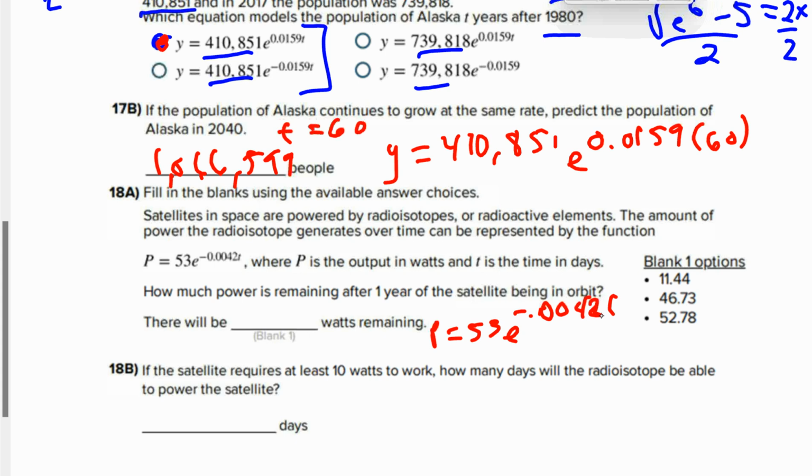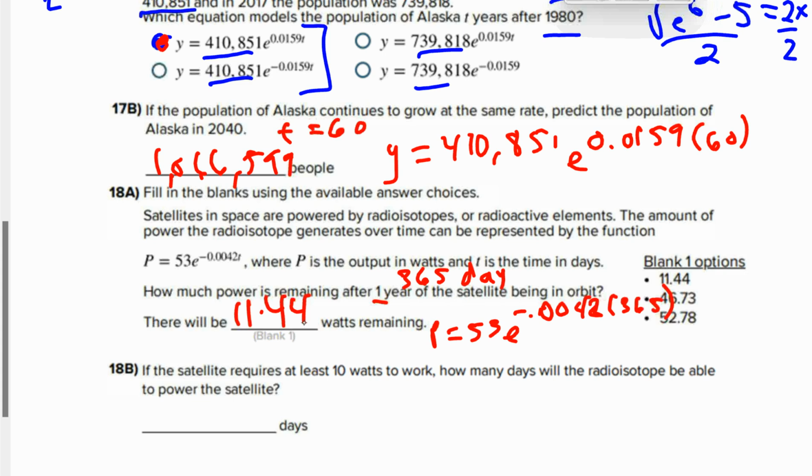So T is in days, right? So if we want to figure out how much is 1 year, that would be, let's go with 365. 365 days. So we're actually going to plug in 365 for our days because we want to know how many days, how much will remain. So careful there. Make sure you read those so we can plug in that 53. We can do E button raised to negative 0.0042 times 365. Hit enter and we get 11.44. So make sure you realize what they're counting T in, and you might have to adjust that.